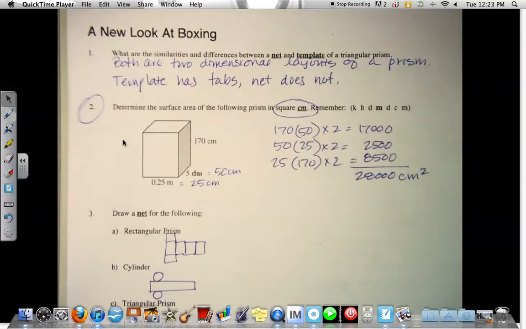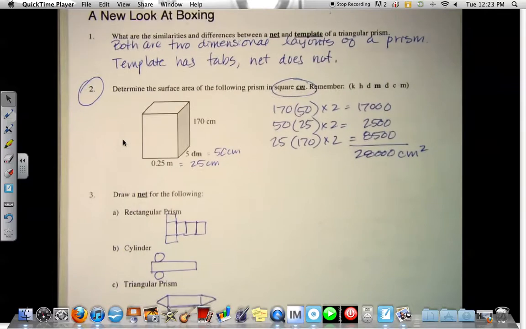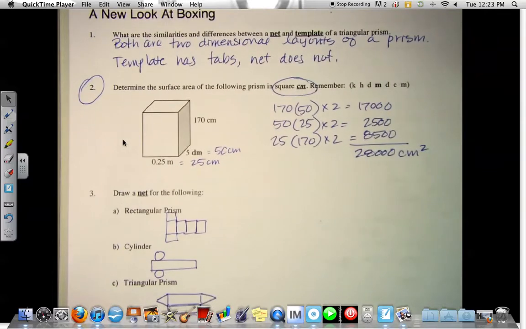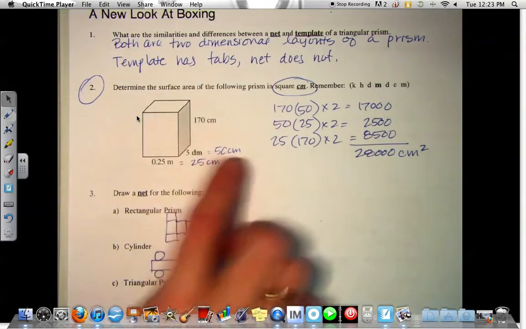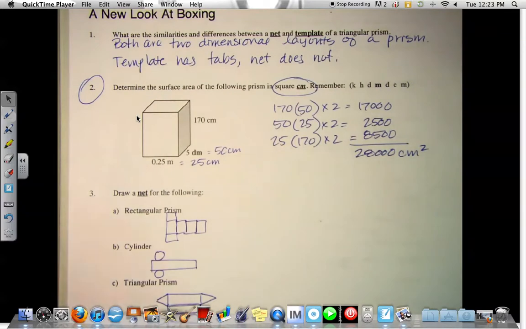Number 2, you are not going to have to do any conversions on the exam. We used to do conversions in the boxing unit a few years ago, and we just haven't changed the review over. So everything's going to be in the same units. Remember, when you're finding surface area, you need to find the area of each of the surfaces and add them all together.